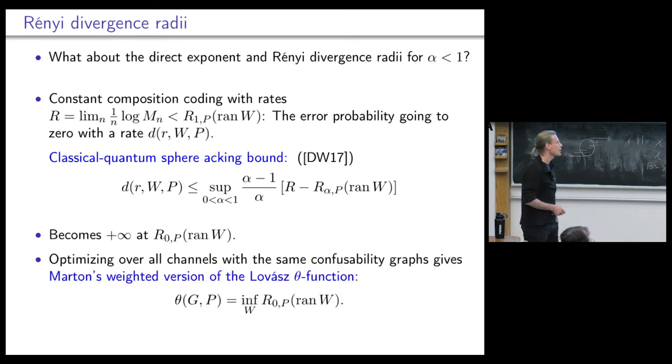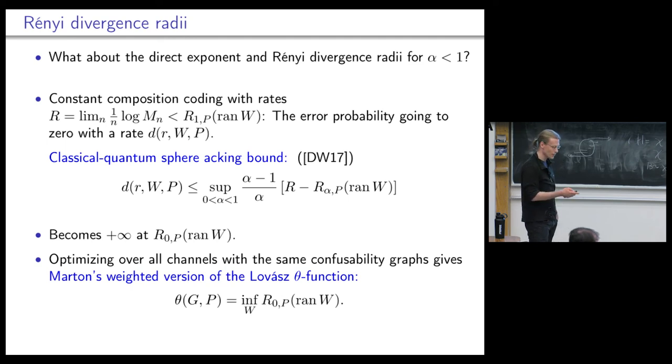And the most beautiful thing about this result, I think, is that, I'm going very quick here, but you either know these things or it would take extremely long to explain the details. But what turns out is that if you take all classical quantum channels with the same confusability graph and optimize this divergence radius over all such channels with the same confusability graph, then you get something which is called Marton's weighted version of the Lovász theta function.